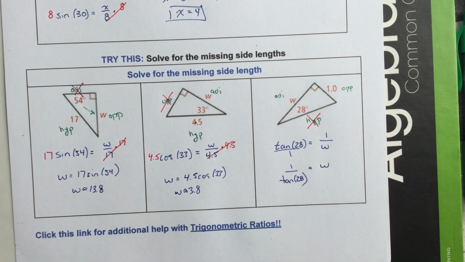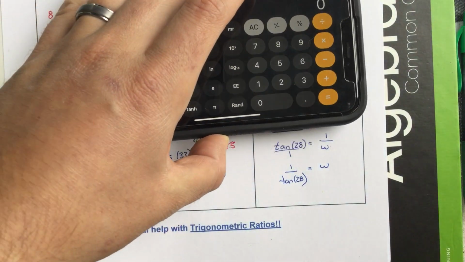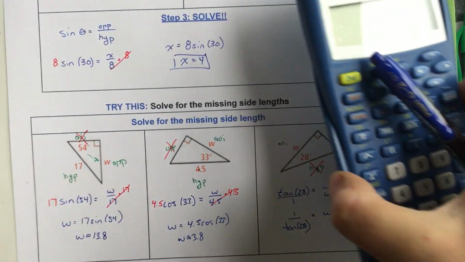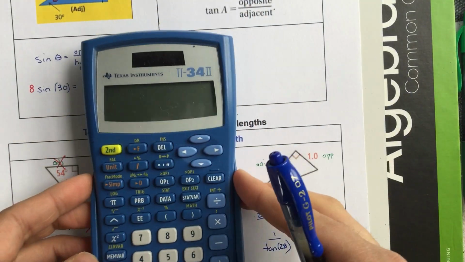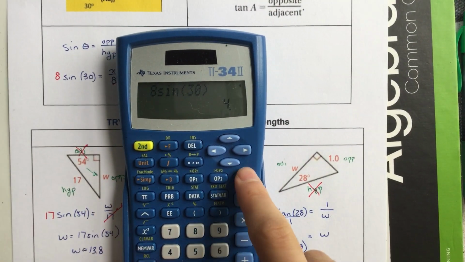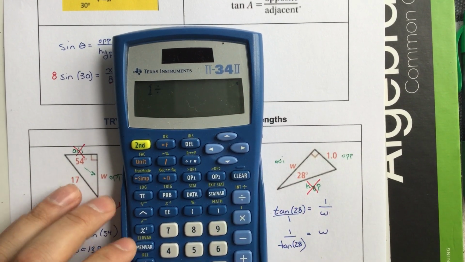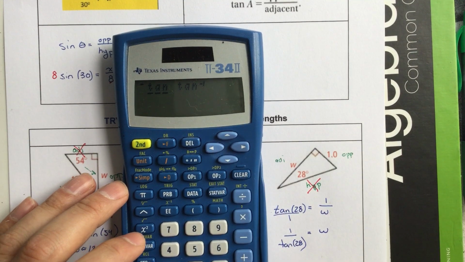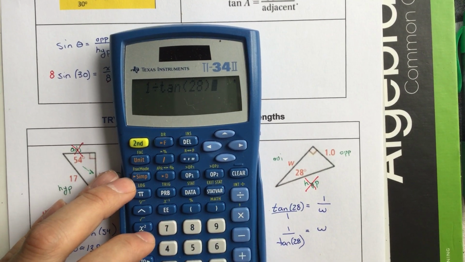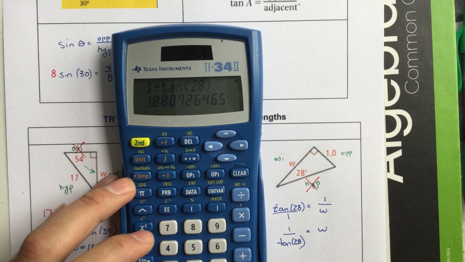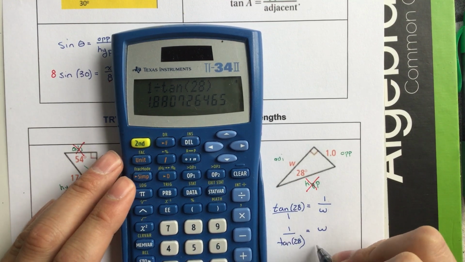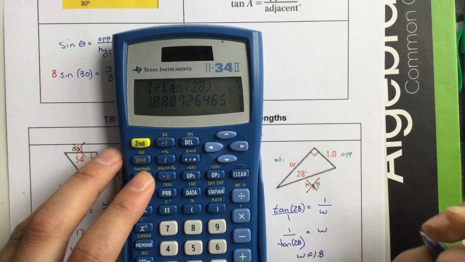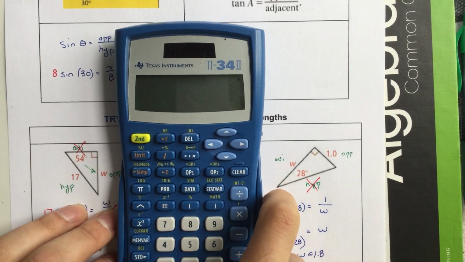It's a little different. In our calculator, let's do this with the TI-34 first. I could do 1 divided by, scroll over, the tangent of 28, and my solution is about 1.8. It's one way of doing it.